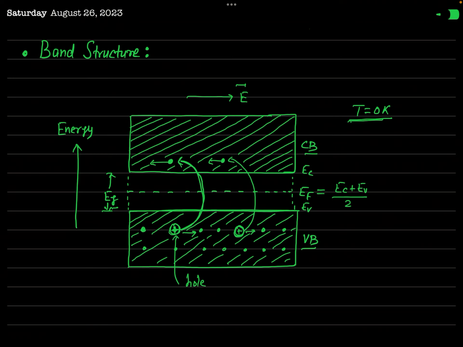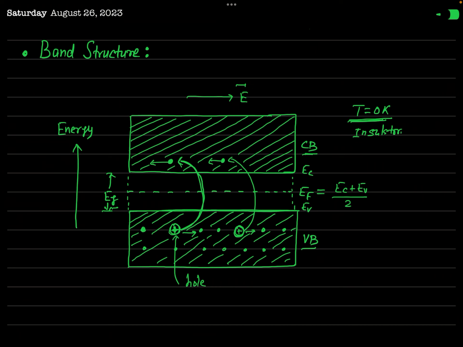So when you talk about the temperature of 0 Kelvin, there is no electron present in the conduction band, and if electrons are in the conduction band, only then will the material conduct. So at 0 Kelvin temperature, can this material conduct electricity? The answer is no. Why? Because at 0 Kelvin temperature, this conduction band is completely vacant, completely empty, and on the other hand, this valence band is completely filled with electrons. So at 0 Kelvin temperature, this material just behaves like an insulator.